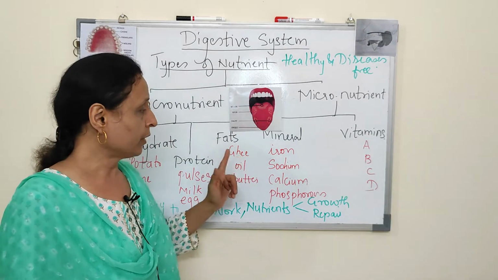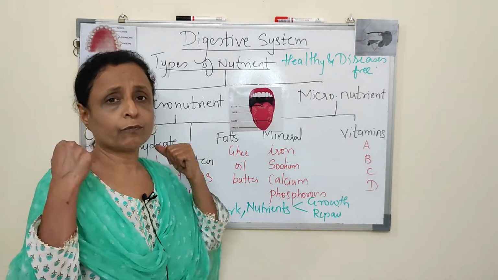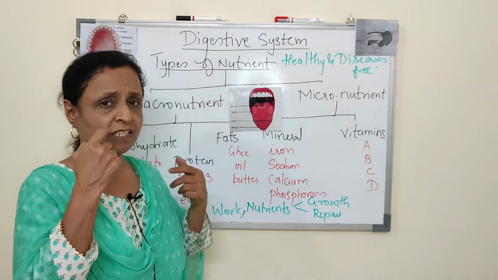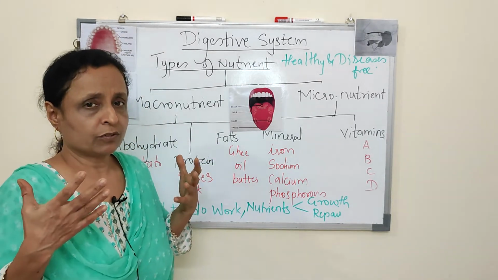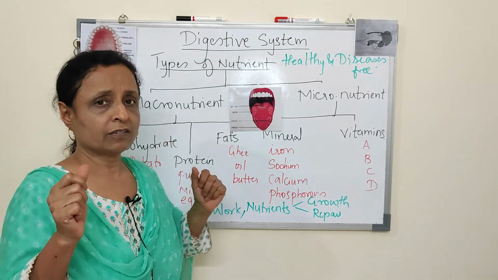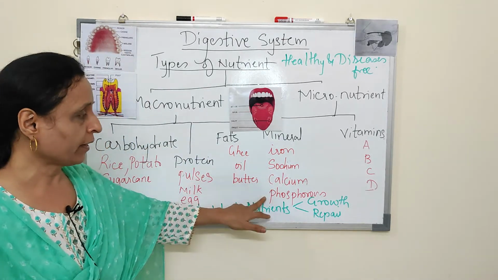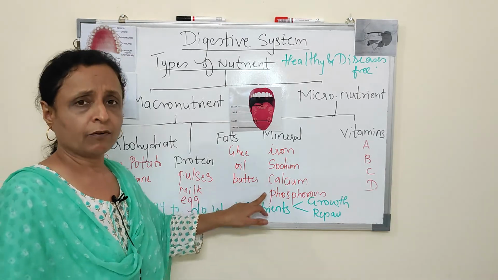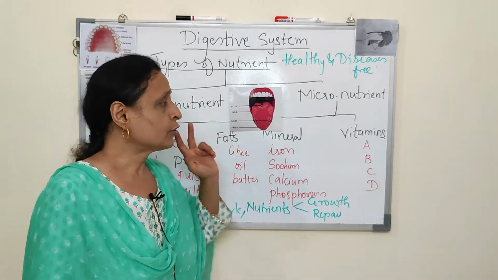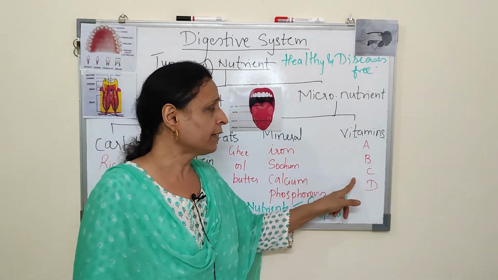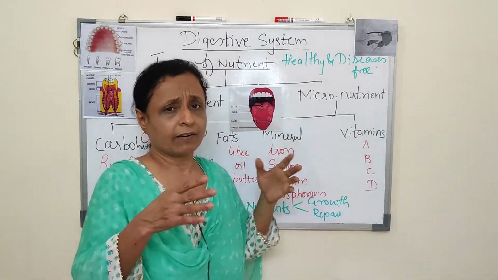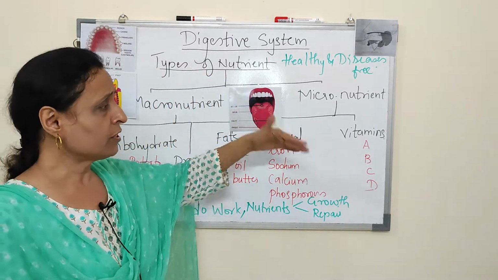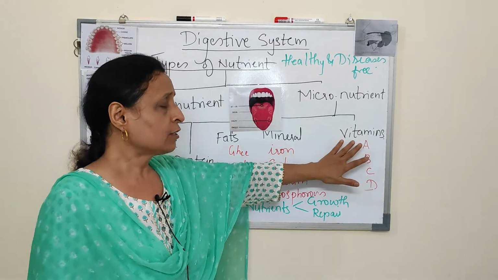Calcium and phosphorus are required for bones and teeth. Teeth are part of bone. So if your bones are strong, teeth are strong, your skeletal system is strong, you require calcium and phosphorus for the skeletal system to be strong. Vitamins A, B, C, D, various vitamins are there, which you will study later on in detail.